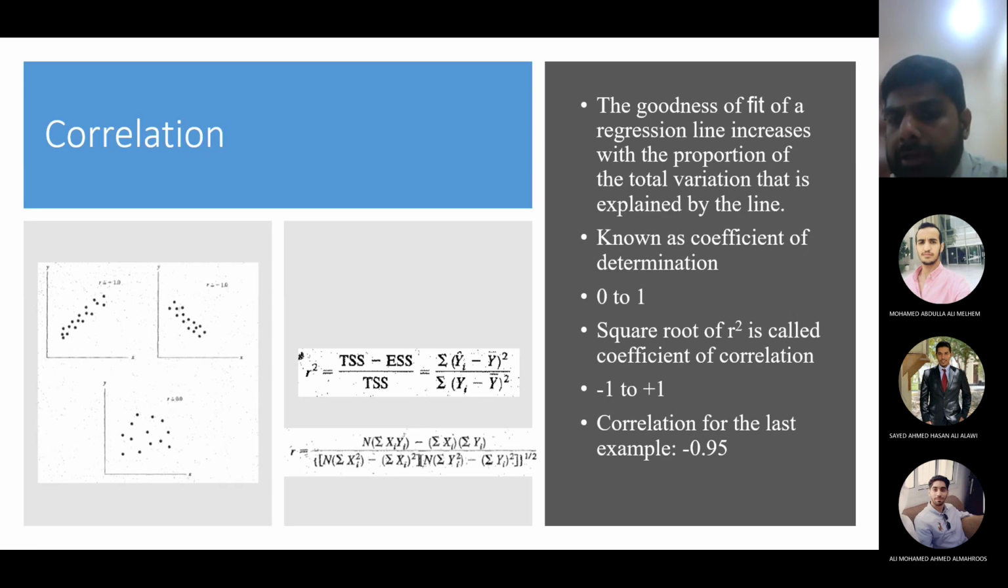So if you take the square root of the coefficient of determination, it will be called correlation. Correlation is simply how a variation in one parameter will affect the other parameter. This is correlation. So how to calculate the coefficient of determination and how to calculate the correlation is given here.